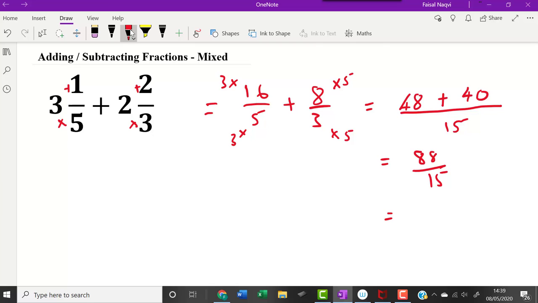I now have to simplify this. How many times does 15 go into 88? I know that it goes in 5 times, which is 75. And what do I have as a remainder? I have 13 over 15. I've then got to ask, can this be simplified anymore? No, it can't. So this is my final answer.